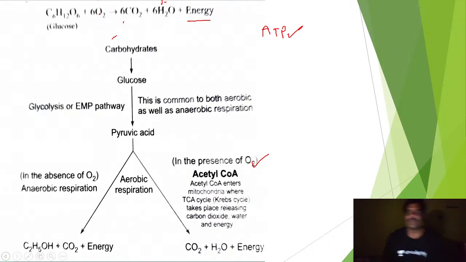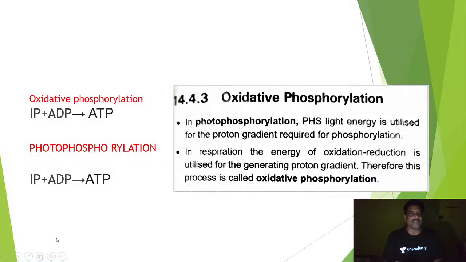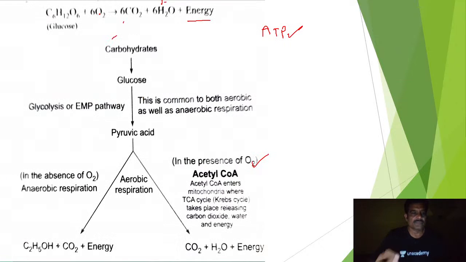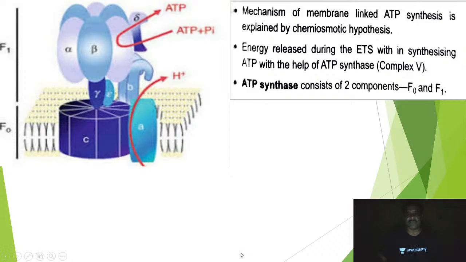Sorry for the inconvenience, there is some electricity problem. Here, ethyl alcohol and carbon dioxide are produced. This is anaerobic respiration. But when compared to anaerobic respiration, the amount of energy that is released in aerobic respiration is more.